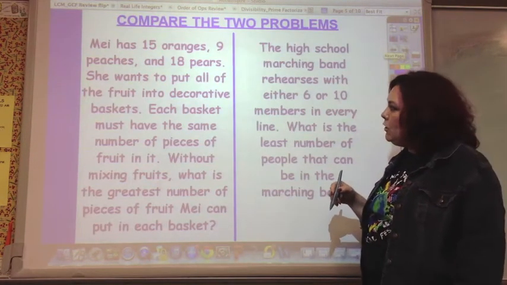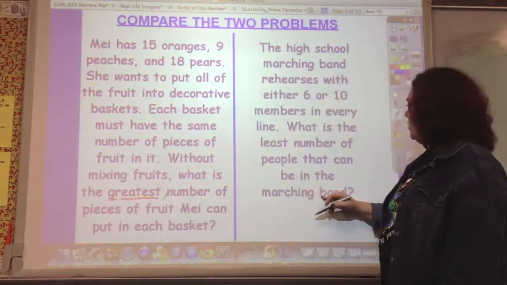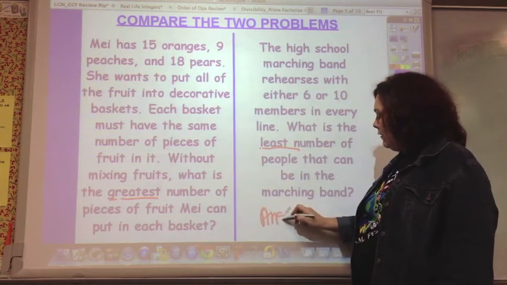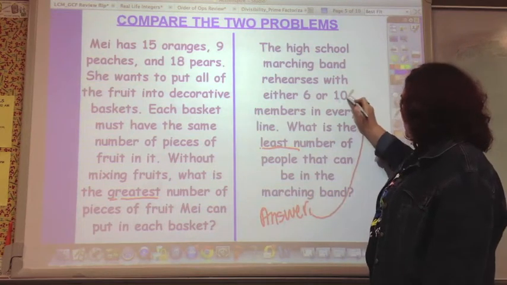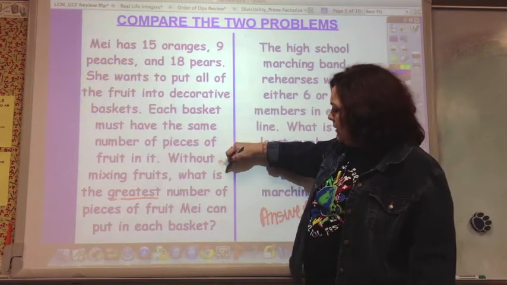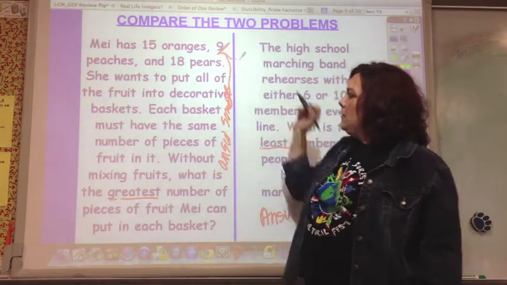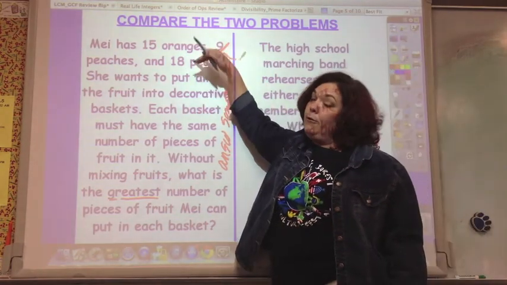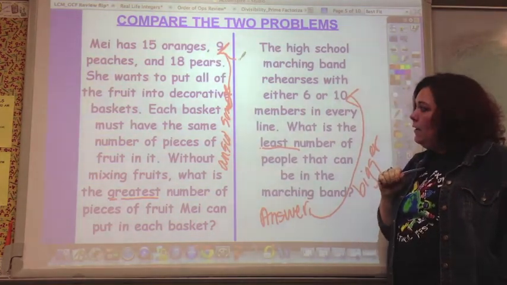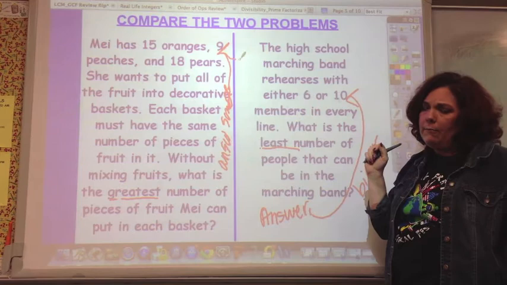So if you compare the two problems, this, the word said greatest. This, the word said least. And this, the answer was bigger than the numbers. And this, the answer was smaller than the numbers, right? Because it was 3 here, so that's smaller than all these numbers. And here it was 30, and that's bigger than these two numbers. So make sure that you understand that it's the opposite. You're not looking for the biggest number always.